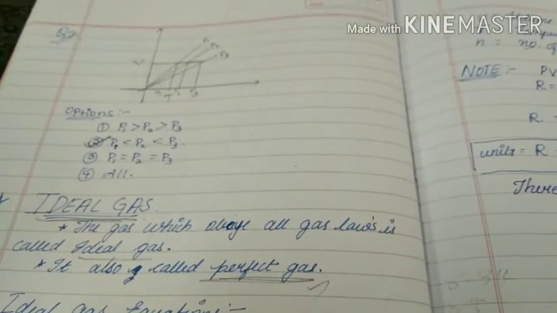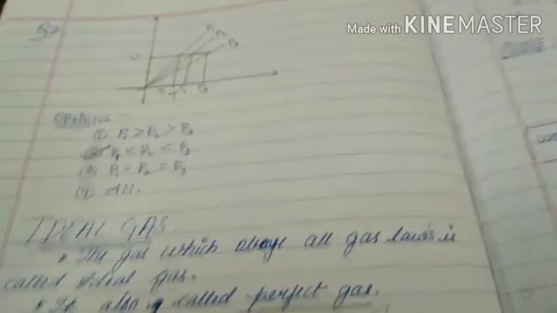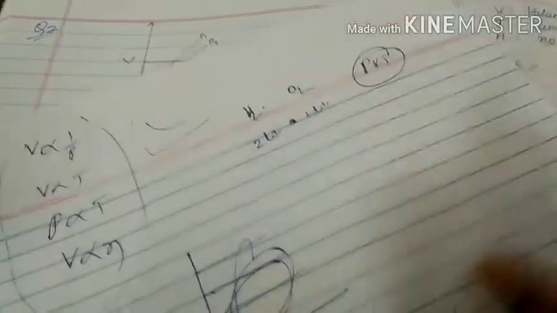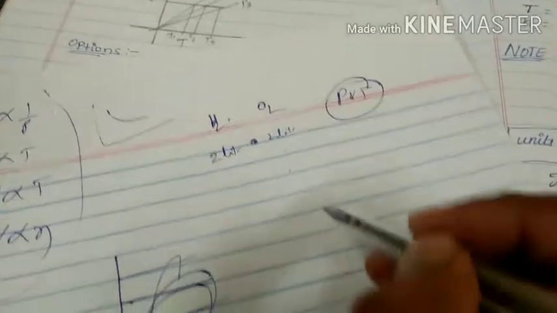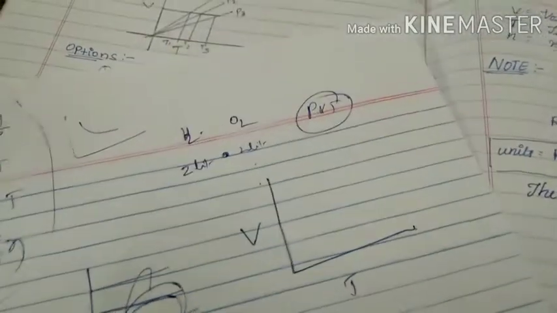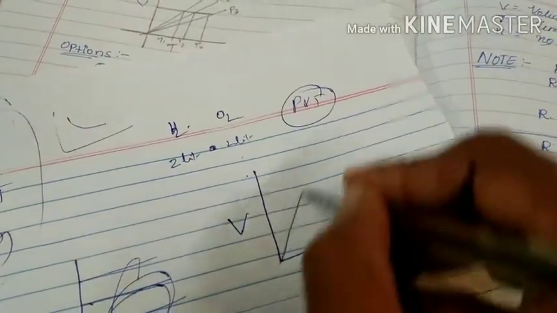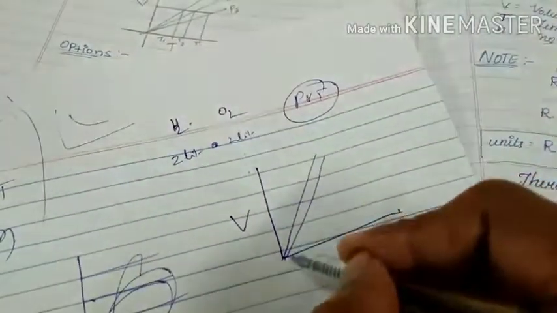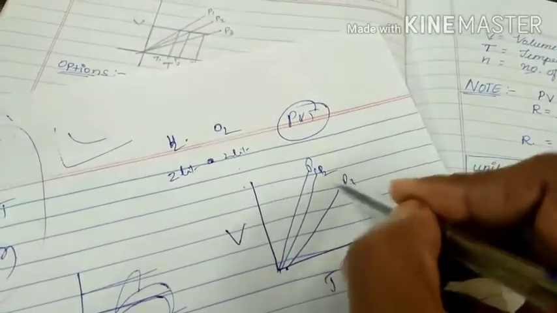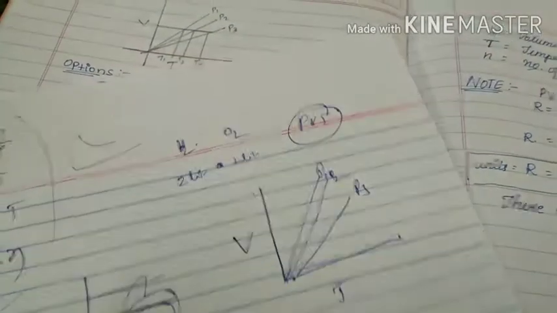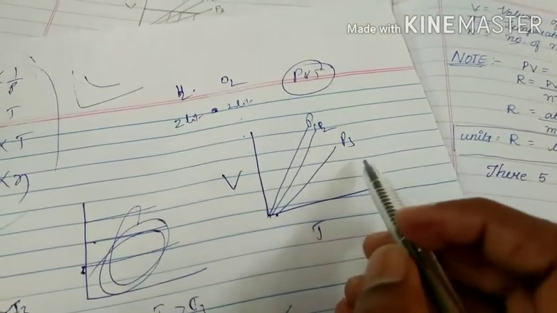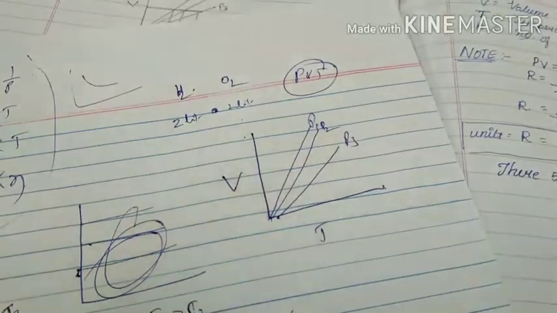Now there is one more graph like that. I draw that graph here between volume and temperature, with lines P1, P2, P3. We have to find the relation between P1, P2, P3. That means P1 less than P2 less than P3, or P1 greater than P2 greater than P3.